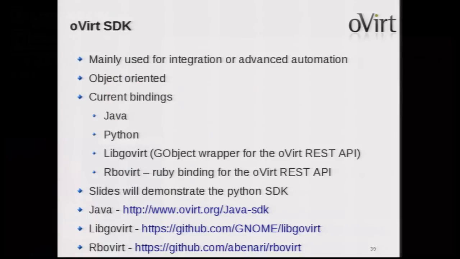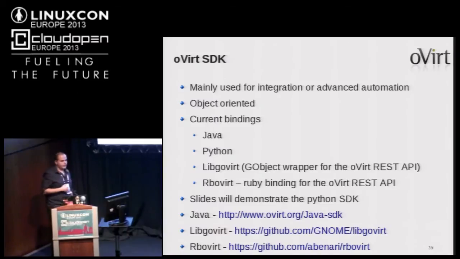So the SDK is mainly used for integration or automation, advanced automation in that case. It's object-oriented. We currently have two bindings for that, a Java and the Python one. As I said earlier, the CLI is based on the Python one. The Python one was the first binding we had.